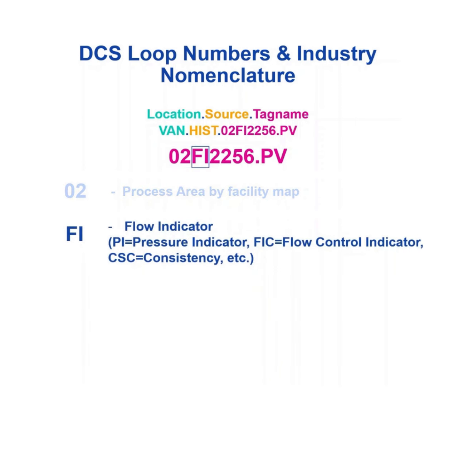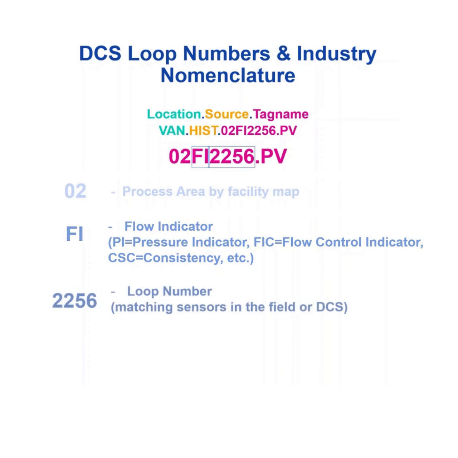FI is an acronym for flow indicator. There's many more out there and many more besides the examples shown for pressure indicator, flow control indicator, and consistency. The 2256 is going to be where your loop number is held. So again, that's probably going to match sensors in the field or in your DCS. So if there's multiple tags assigned with that loop number, they'll kind of all be sorted together.